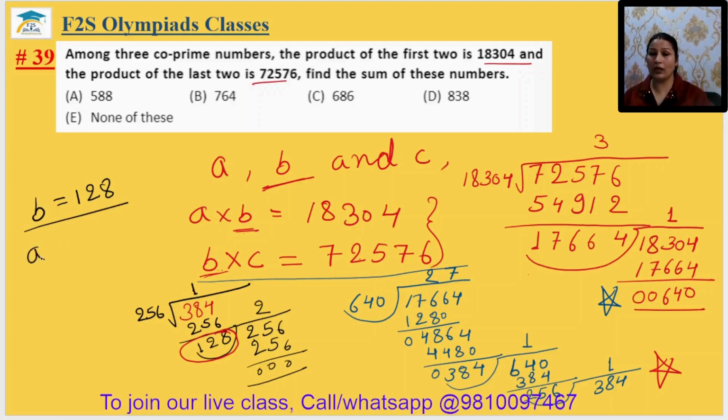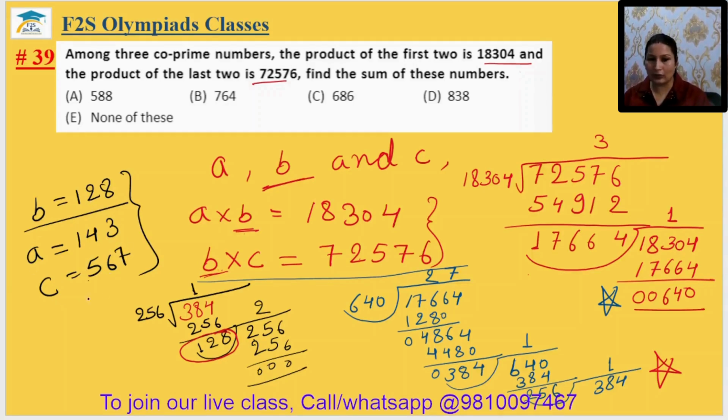So what will be A? A will be 18,304 divided by B. So it will be 18,304 divided by 128. That is 143. Okay? Now what will be C? C will be 72,576 divided by B. B means 128. So we will get 567. You can check all three numbers are co-prime. You can cross check it.